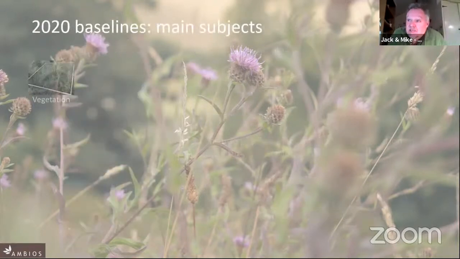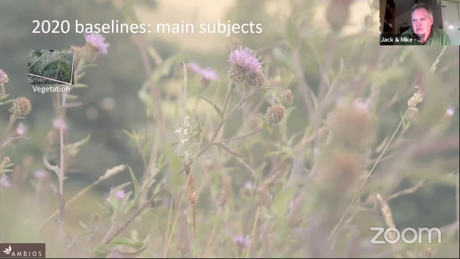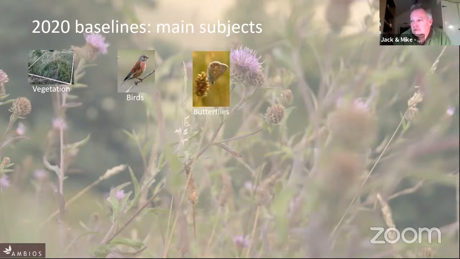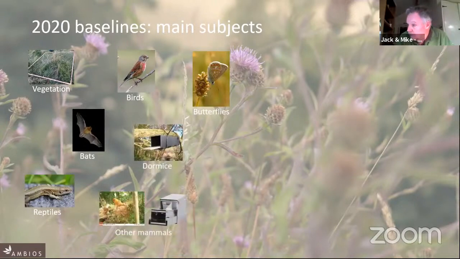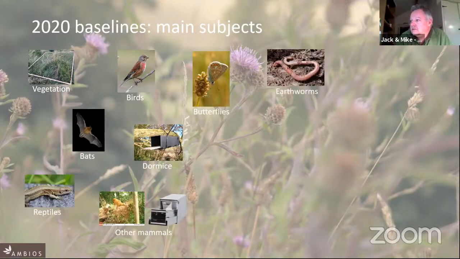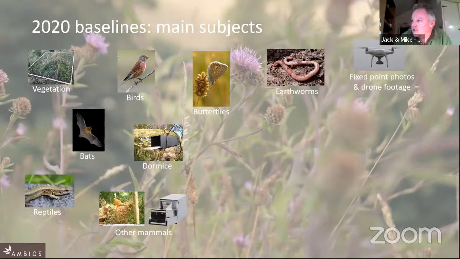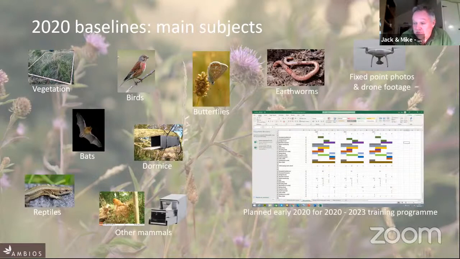The main things we looked at in 2020 then were vegetation. We looked at a few different elements of the vegetation, which we'll look at in a second. Birds, butterflies, bats, reptiles, dormice, and other mammals, earthworms. We also did fixed point photography and got some good drone footage for onward visual monitoring of the habitat change. And all of that was planned out at the beginning of the year, well actually for the next few years, as part of our training program. And as I said before, we've managed to complete most of it, which is good. I mean, considering COVID, we're quite pleased with that. But there have been some adaptations as we've gone through the year.